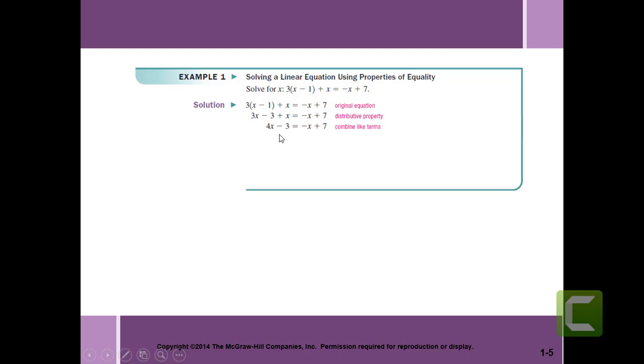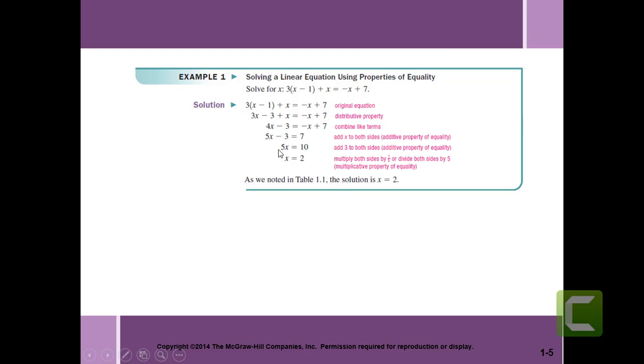And then to get rid of this 3, because we don't want the 3 here, so we're subtracting 3. So guess what we're going to do? We're going to add 3 to both sides. And so we'll get another 3 over here, and we'll get another 3 over on this side, which will cancel with this one. And so what are we going to end up with? We're going to end up with 5x equals 10.